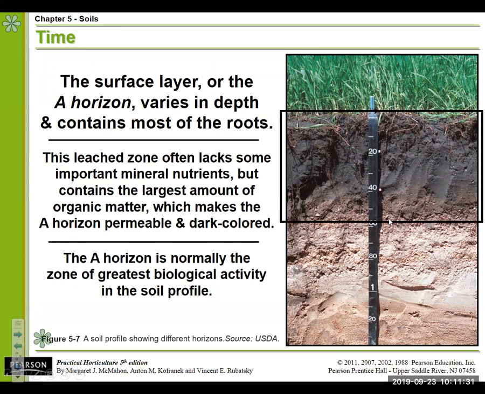It tends to be darker because it has more organic matter than any of the other layers of soil. Because of that, it tends to be more permeable as well. The higher the organic matter content, the better the water, first infiltration and then movement of water in the soil. So it's also generally the highest level of biological activity occurring there in the soil profile, there in the A horizon.